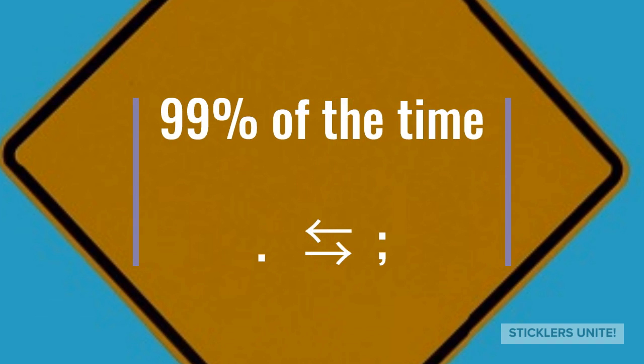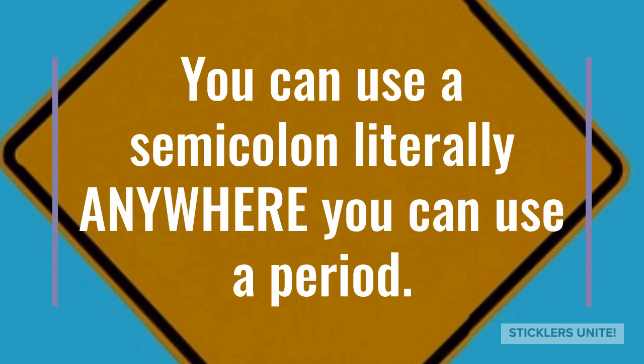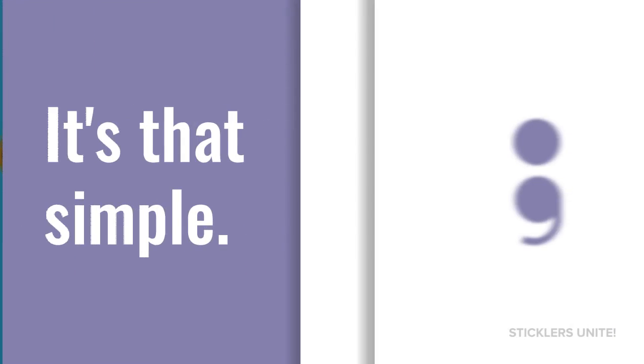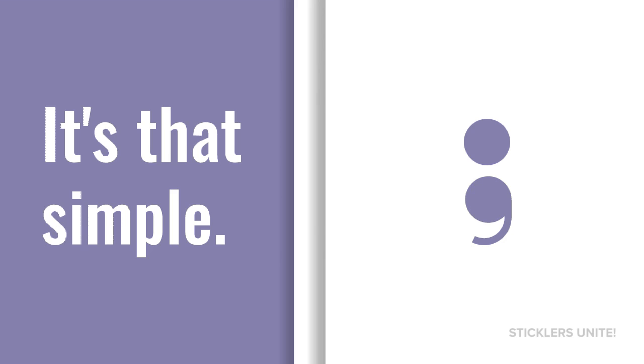So if you're still struggling to use semicolons correctly sometimes, let me just repeat that one simple rule that will be correct like literally 90 to 99% of the time. You can use a semicolon literally anywhere you can use a period. Just put the semicolon instead of the period, change the uppercase letter of the next sentence to a lowercase letter, and just keep the sentence going. As long as you're trying to imply some sort of connection between those two ideas, it's really that simple.